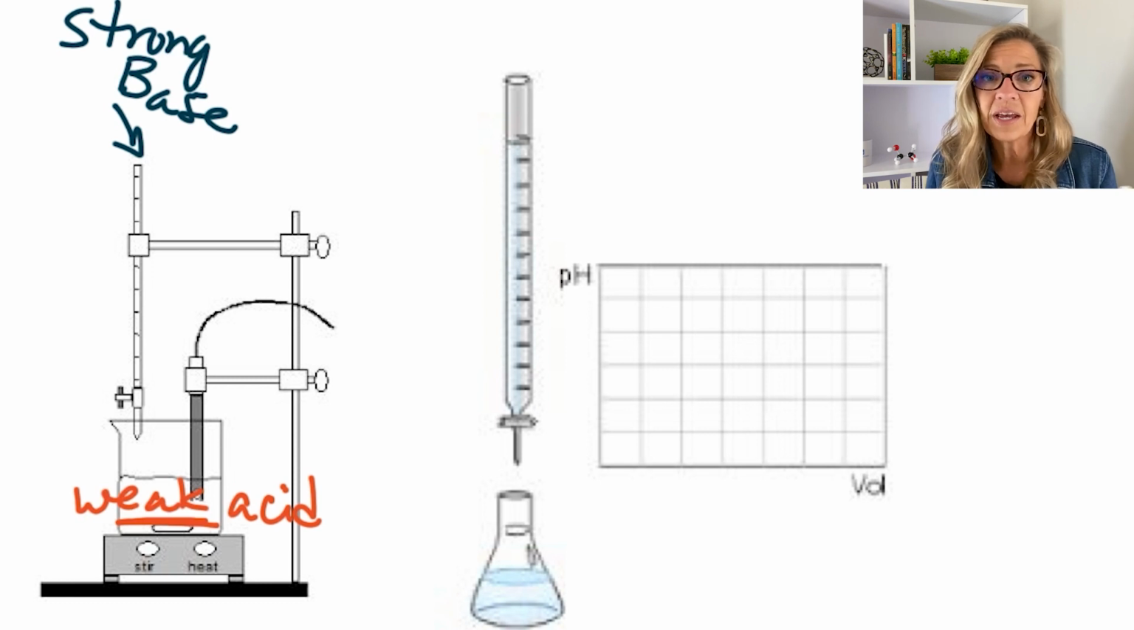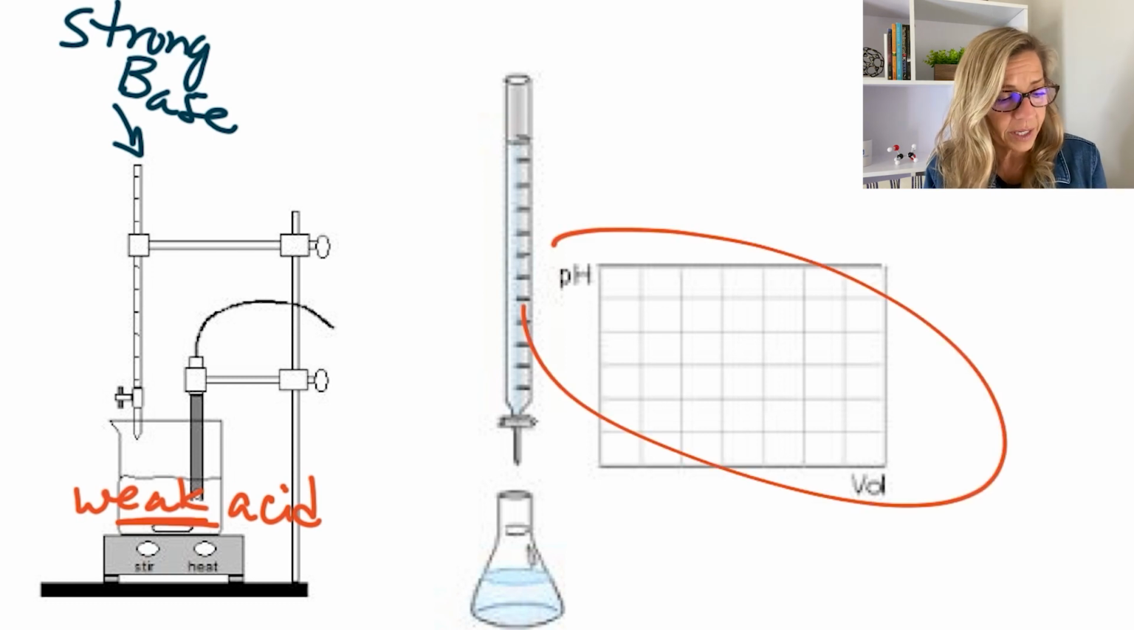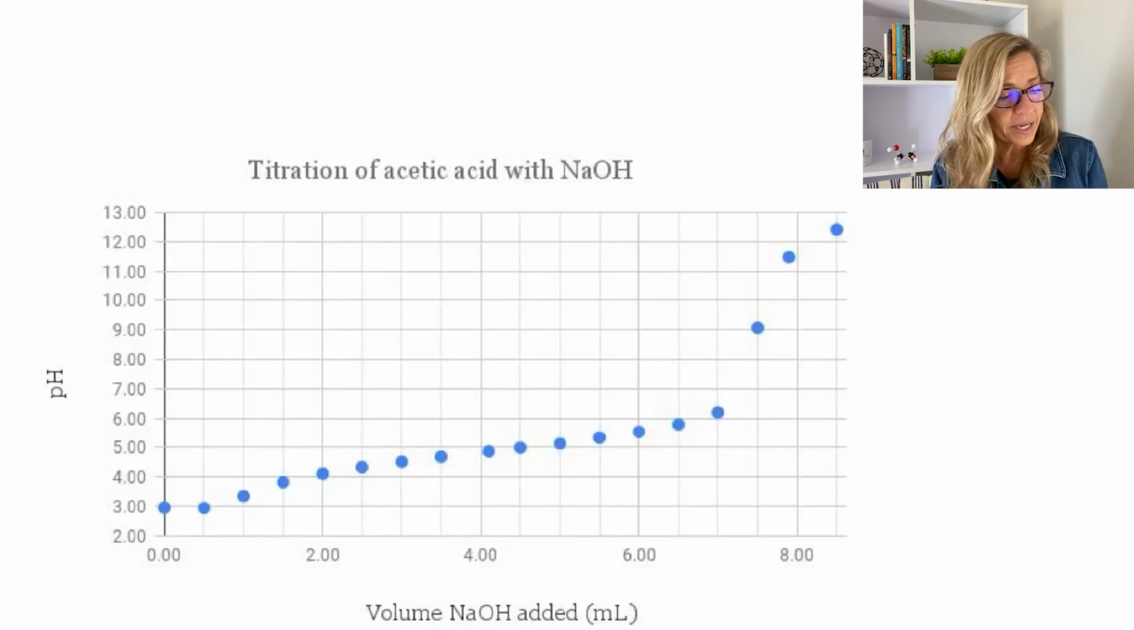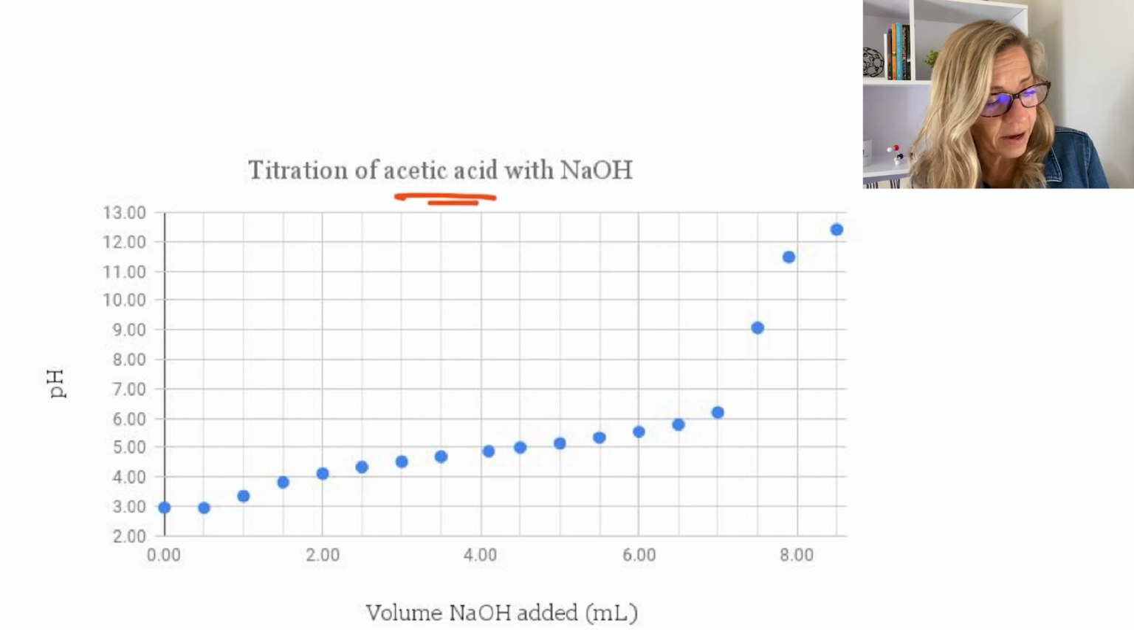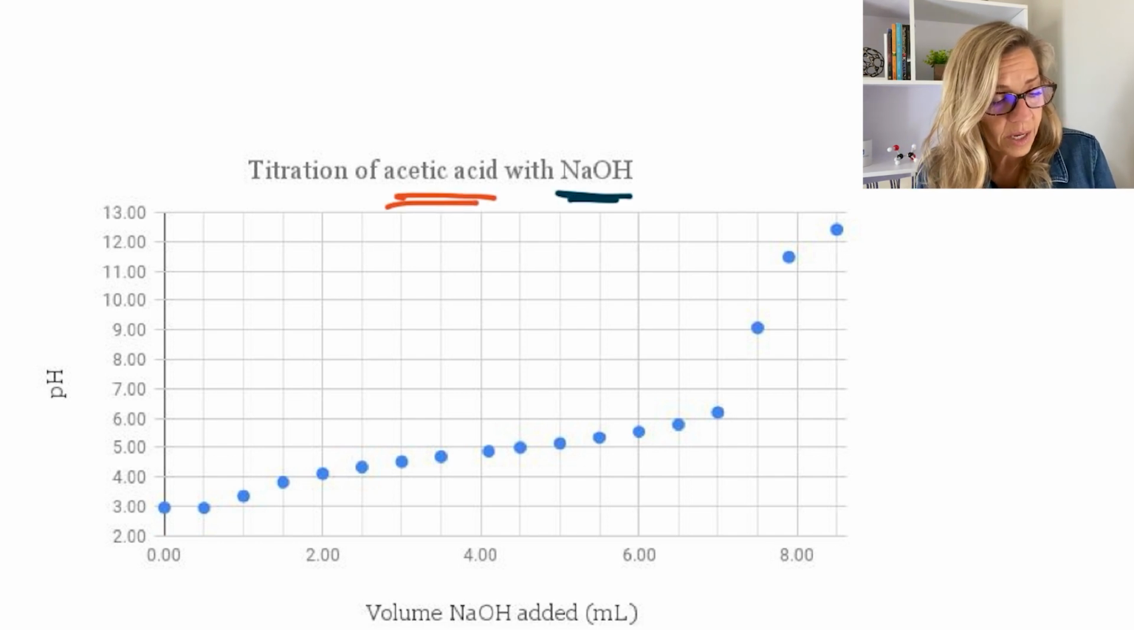And what's going to happen? The neutralization reaction. And what we're going to do is plot that pH versus volume of base added. And what will that pH curve look like? Well, it's a little bit different. This is one that I did. I used a weak acid of acetic acid, and I titrated with sodium hydroxide.